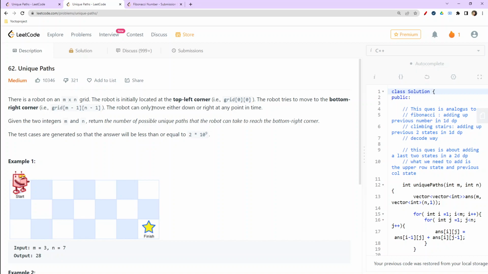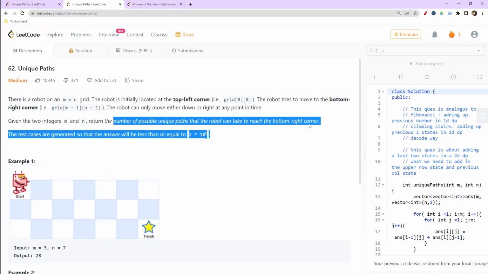The robot can move either down or right at any point. So we are given the constraint that it cannot move in all four directions, but only either down or right. We are given two integers which represent the dimensions of the grid, and we are required to return the possible unique paths that the robot can take to reach the bottom right corner. By possible unique paths, it means all the paths it could take without overlapping with the other possibilities. That's what we are required to return.